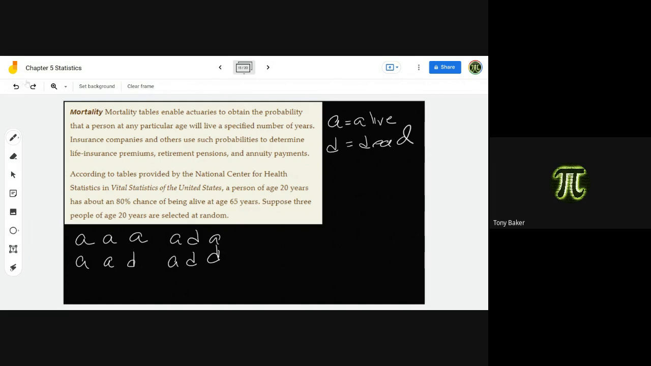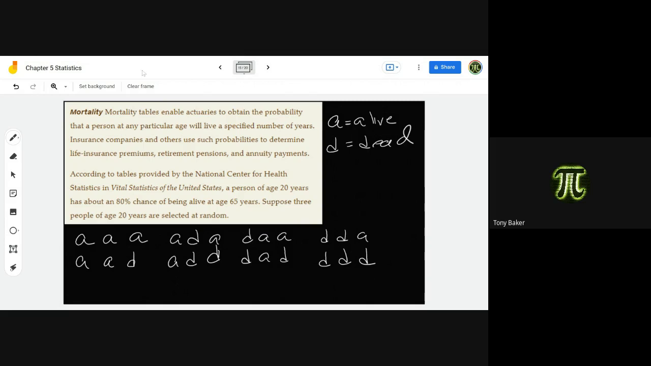Oh, wait. Dead, alive, alive; dead, alive, dead; dead, dead, alive; and dead, dead, dead. Oh, there's one in there that's dead. Unfortunately, 2 of them died. Sometimes we just have to joke about it.